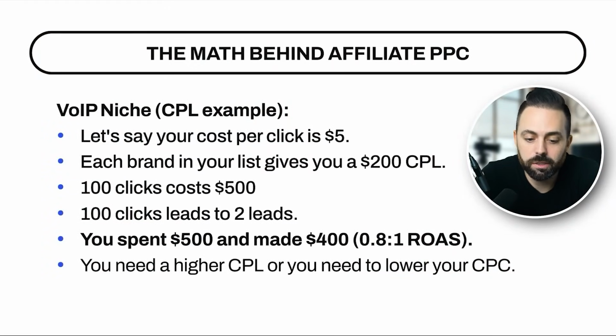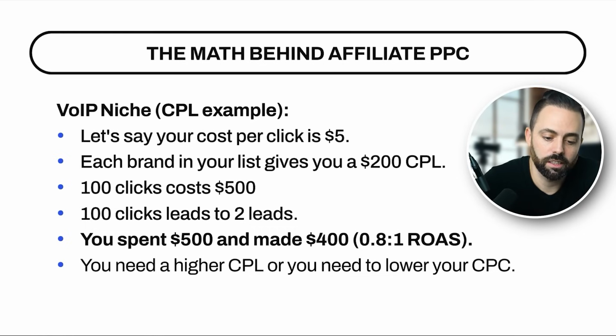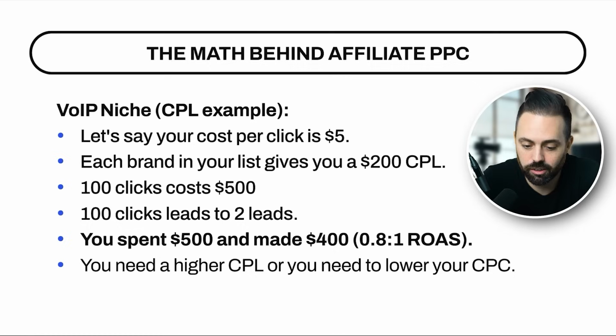Now, let's look at a CPL example. So cost per lead. So let's say your cost per click is $5. Each brand in your list gives you a $200 CPL. 100 clicks cost $500. So you got 2 leads out of this. You spent $500, you made $400. Now you're losing some money. You need a higher cost per lead, or you need to lower your cost per click.